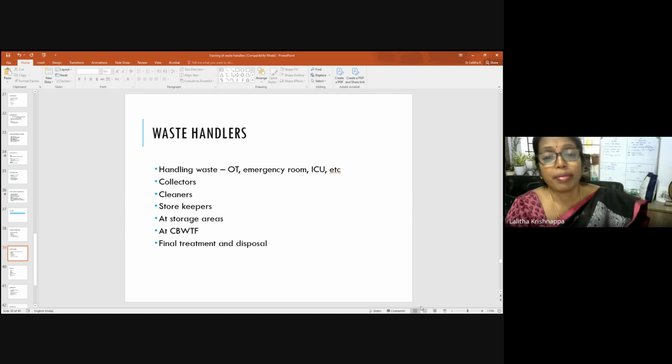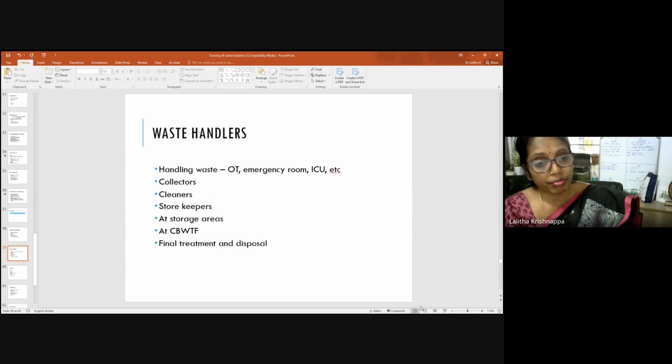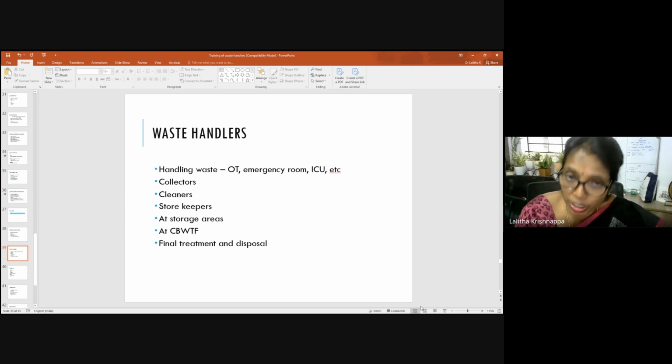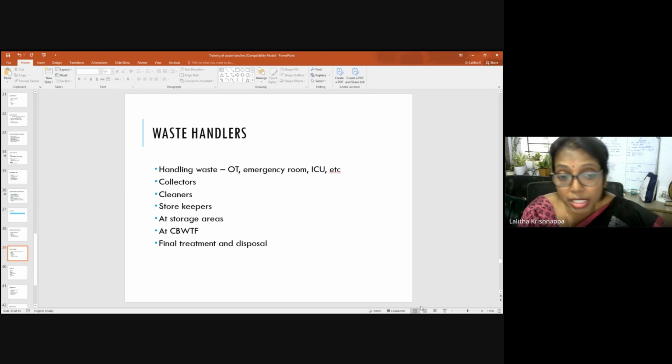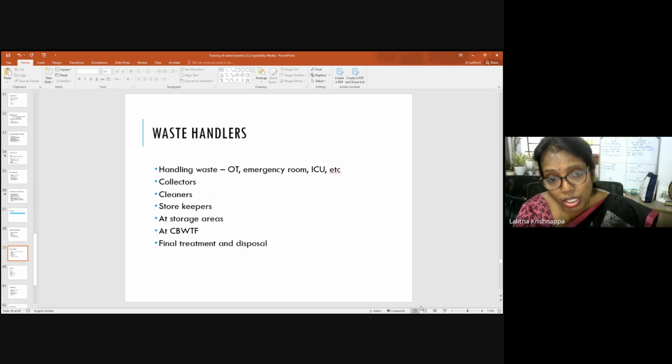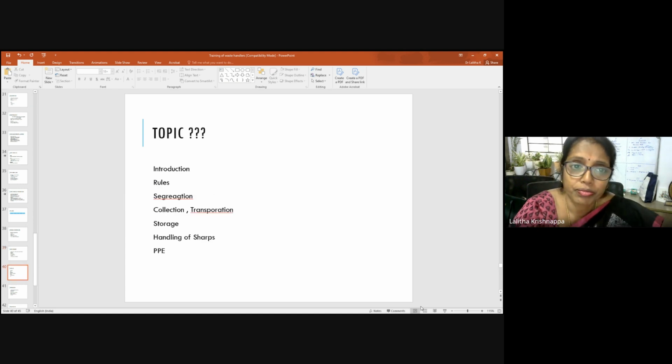Your waste handlers can be from different zones. There can be the ones who are handling waste directly, especially in the OT, emergency room, labor room, and ICUs. Or the ones who are collectors, that is, involved in the collection, transportation, and storage, cleaning in-charge, storekeepers, or those working at the storage area, or at the common biomedical waste treatment facility, handling the waste directly, or treating and finally disposing the waste. So these waste handlers can come from various zones, and based on the risk, you keep that in mind and train the workers.